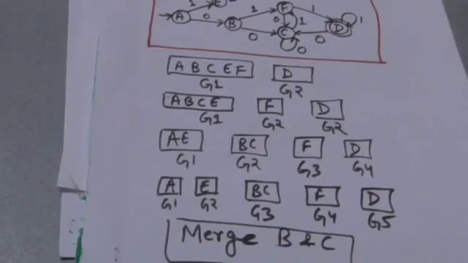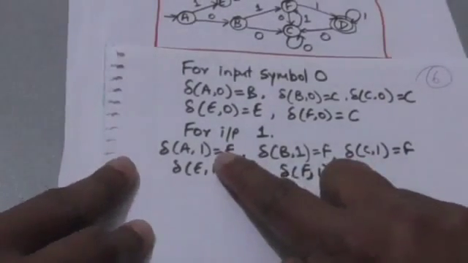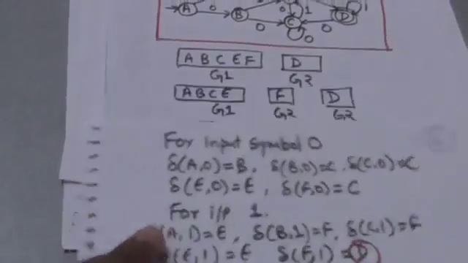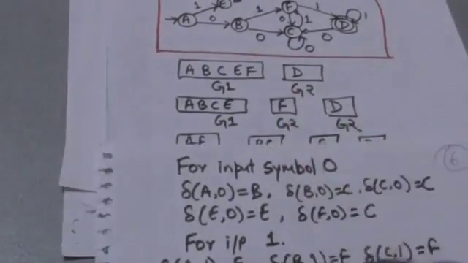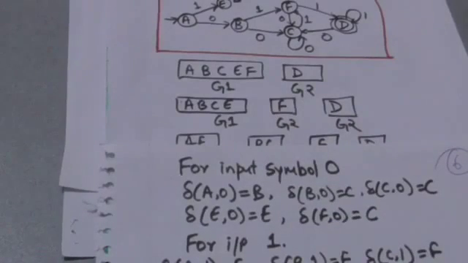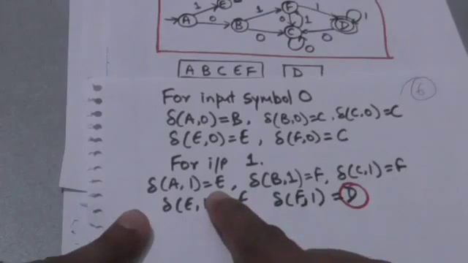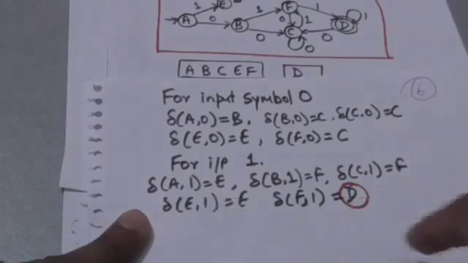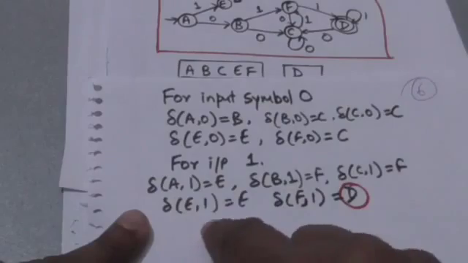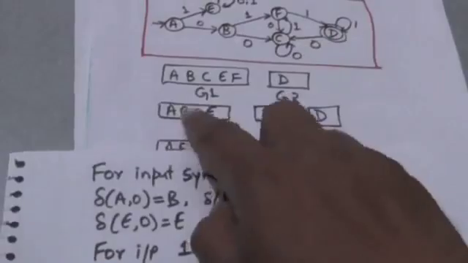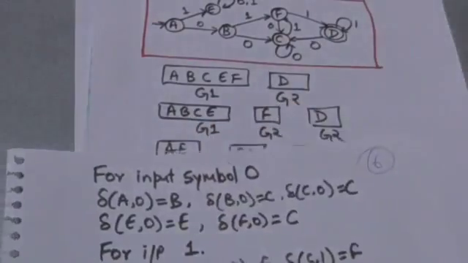Now here, for input symbol 1, A and E have transition to states of group 1. For 1, A has transition to E, right? And E has transition to E, right? They both belong to group G1.